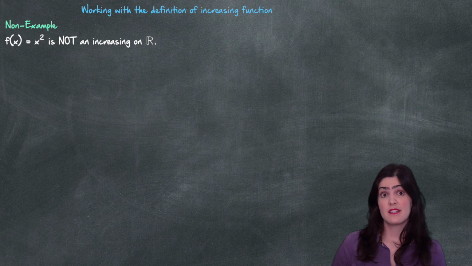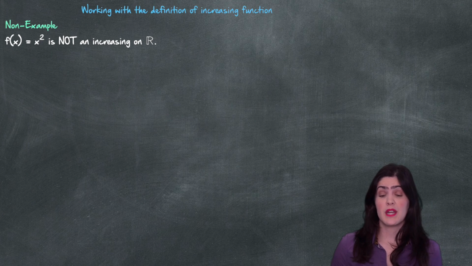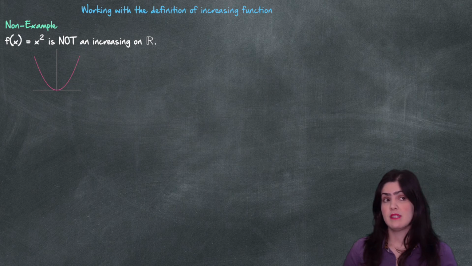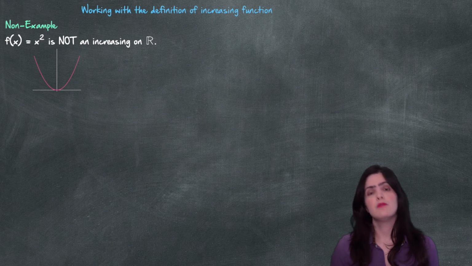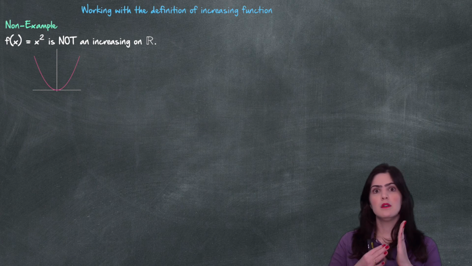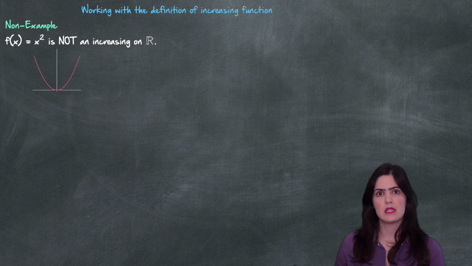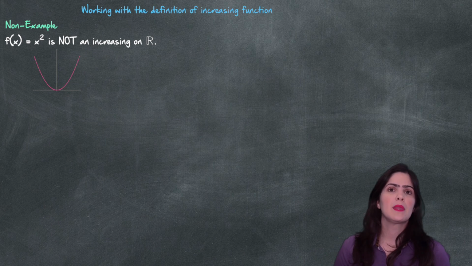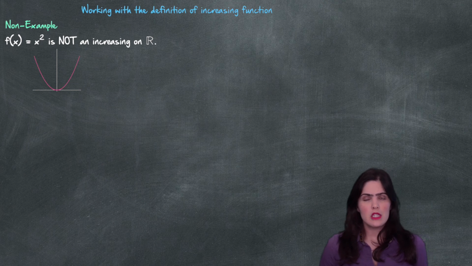We know that the function f of x equals x squared is not increasing on R. And we can look at it in the graph. It's clearly not increasing on the real line. If we only take the interval 0 to infinity, it is increasing, but not as a function over the whole reals. But of course, this is not a proof.